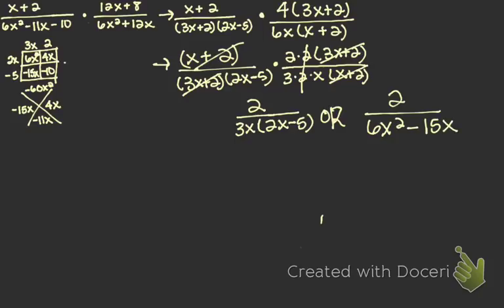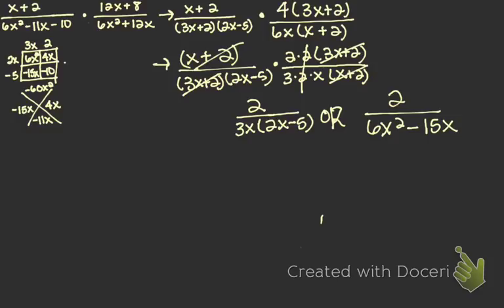The last thing that you need to make sure you indicate are the values that x cannot be, so the excluded values from this expression. So remember, when we have division, we cannot divide by 0. So what you'll want to do is go back up to where you have everything factored and figure out the values of x that would make your denominators equal to 0.